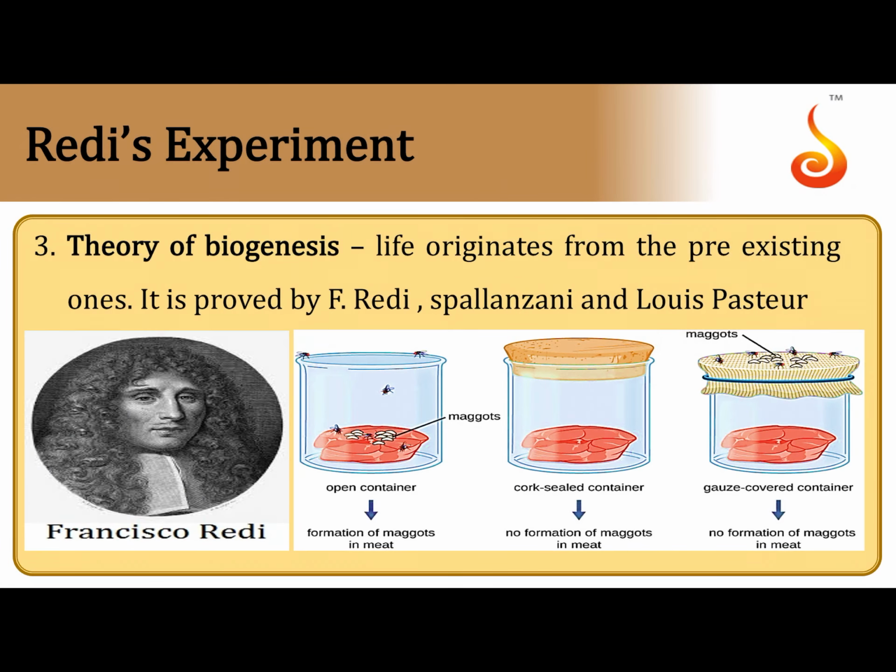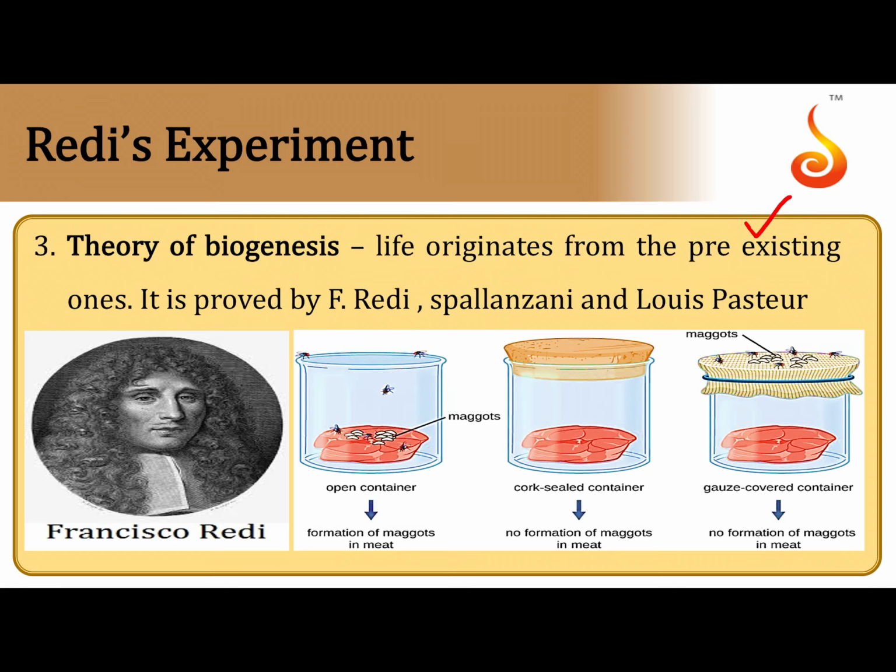Further, moving on to the theory of biogenesis. Now, the theory of biogenesis suggests that life originated from pre-existing living organisms. What do you mean by pre-existing forms? That means for life to exist, life must already have existed at the onset. So life comes from already existing life. That is what is referred to as biogenesis.